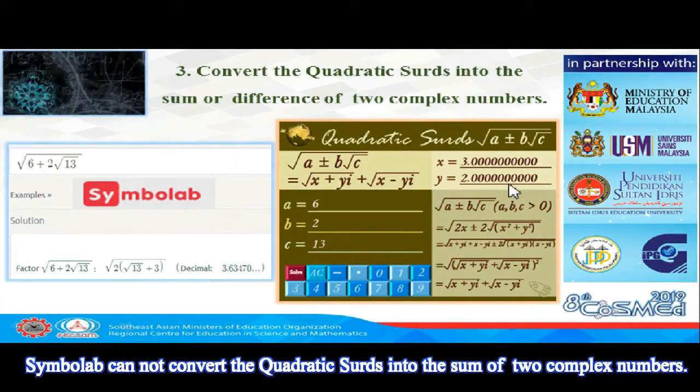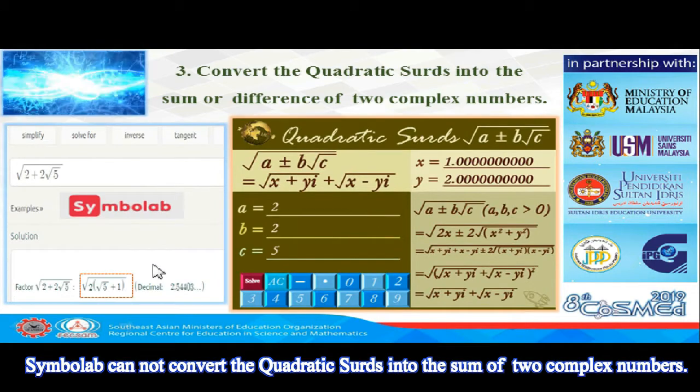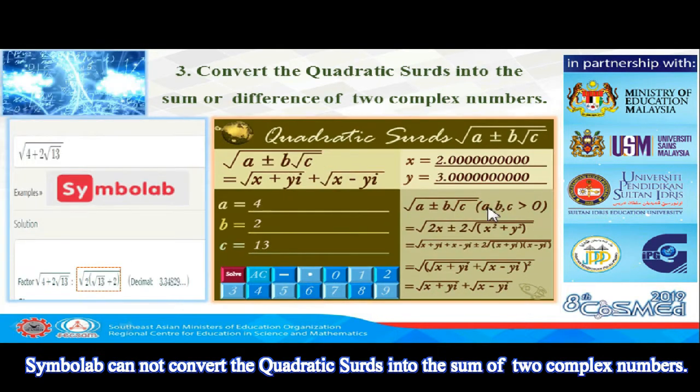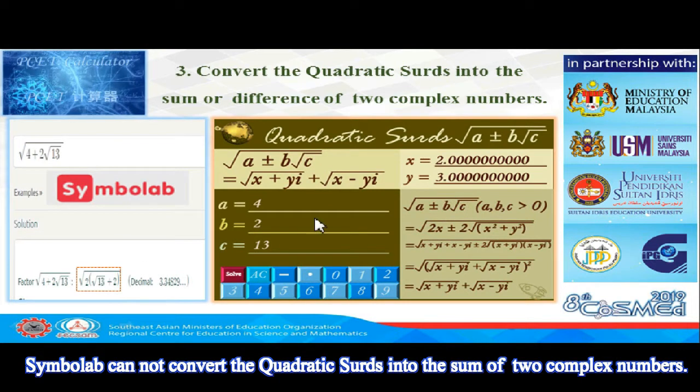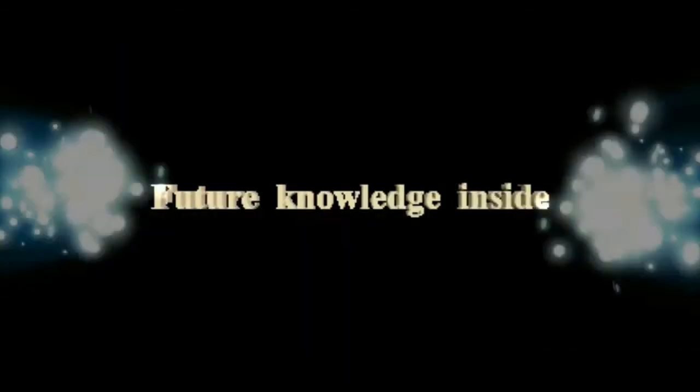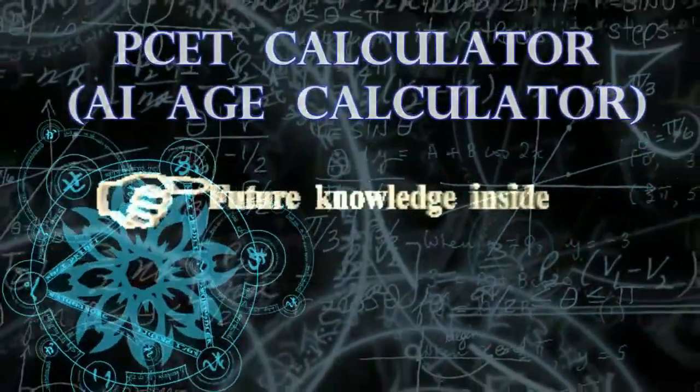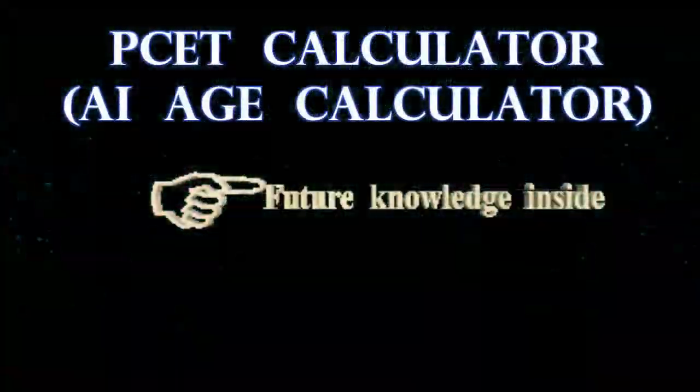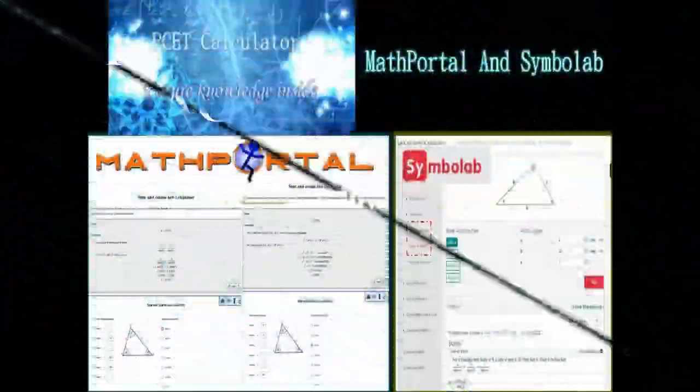Symbolab cannot convert some quadratic surds into two complex numbers. We can see that the PCET calculator can convert some quadratic surds into two complex numbers. PCET calculator can convert all quadratic surd because PCET calculator has future knowledge.